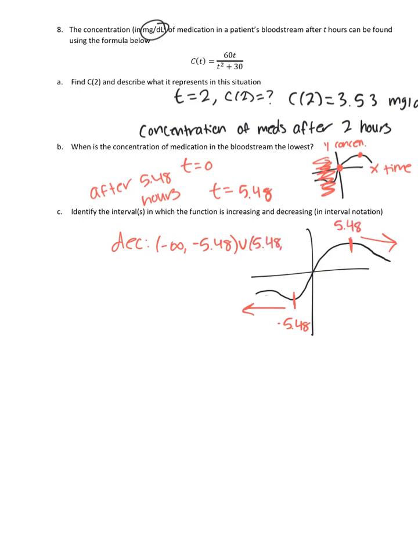And then I continue decreasing on. Your decreasing is going to have a jump in it because the center interval is increasing. When I'm increasing, I'm going from this point to this point, going up. So your increasing is going to go from the minimum, negative 5.48, to the maximum at positive 5.48.